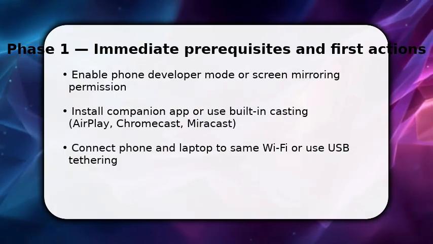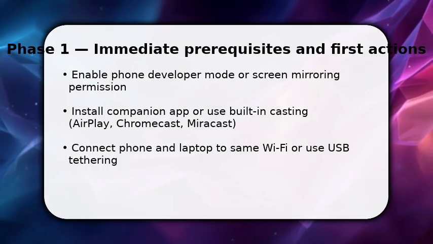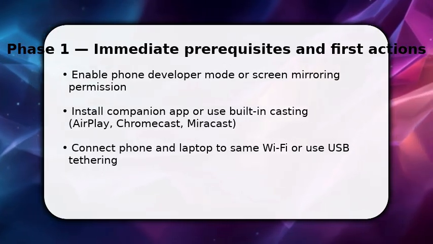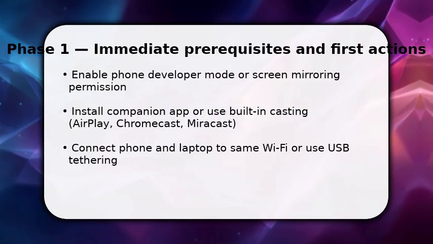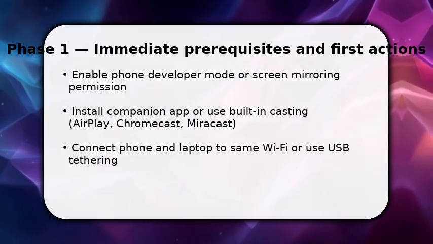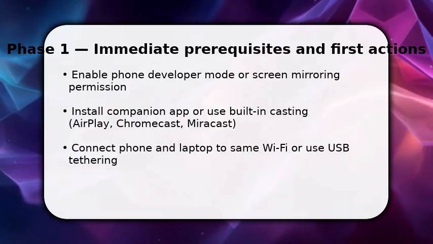You start by preparing both devices. Enable developer options or screencast permission on the phone, then open the laptop app. Do this because direct access avoids permission prompts during recording.